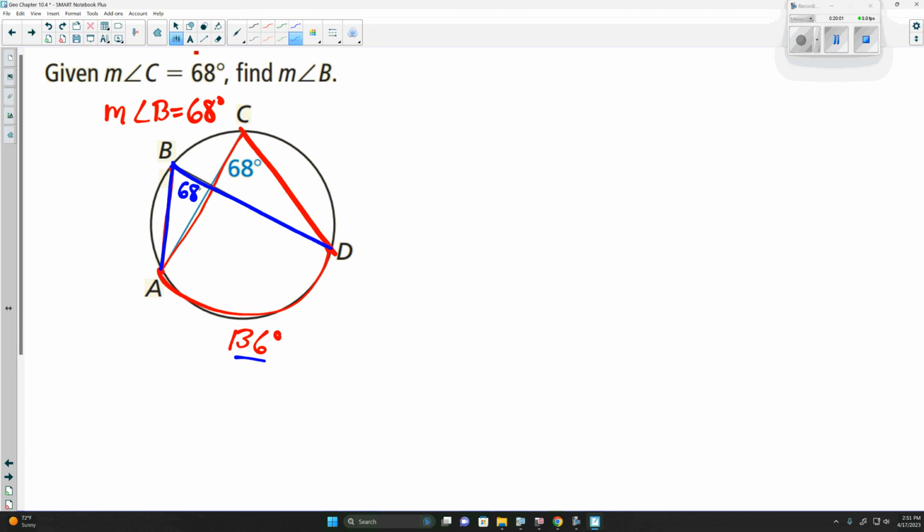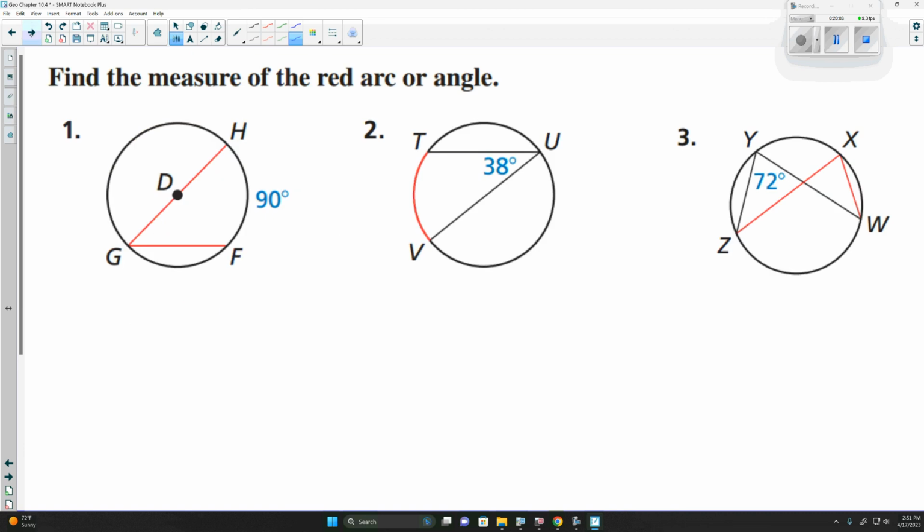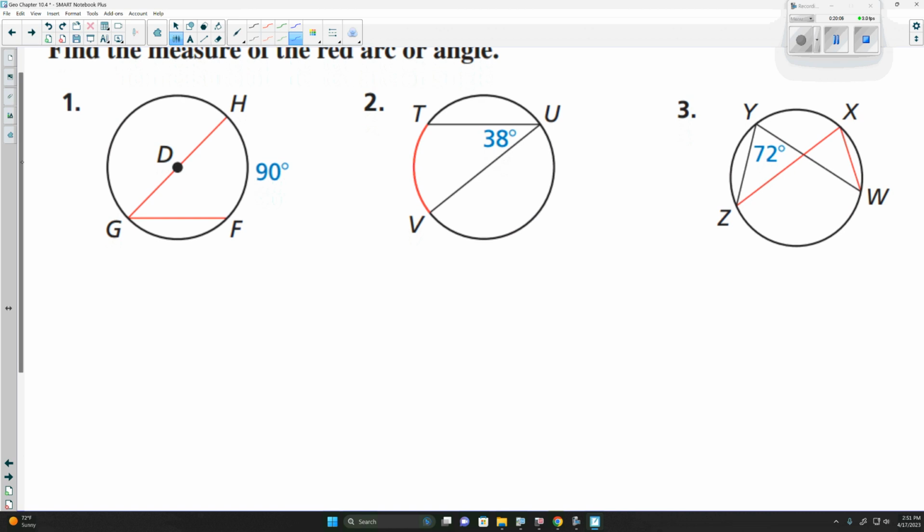Questions on this here? Questions on any of this so far? Now, let's look at these here. So here we want to find the measure of angle G. Yes. Because the measure of angle G is going to equal half the measure of its arc, which is 90, and half of 90 is 45.